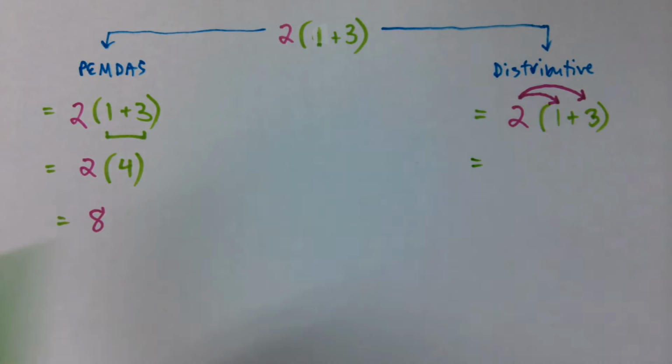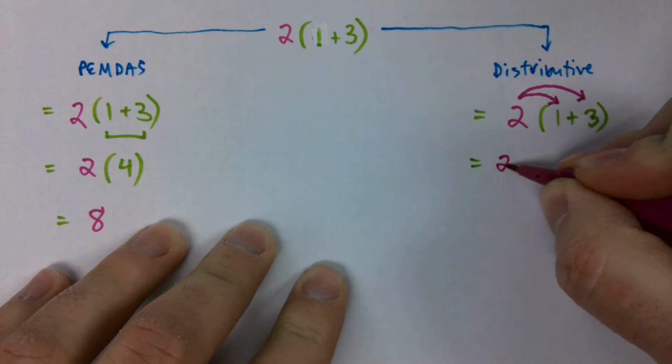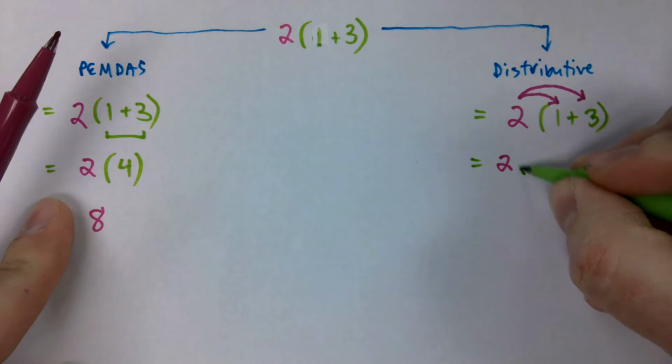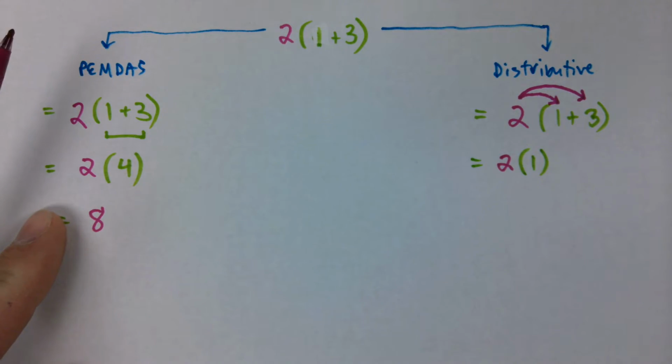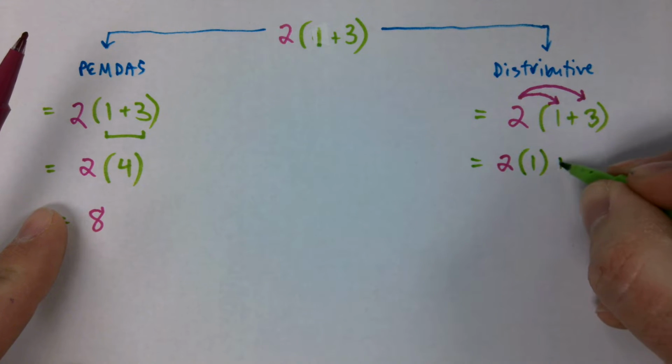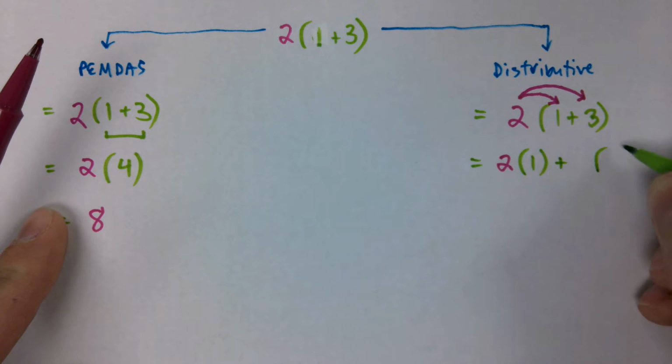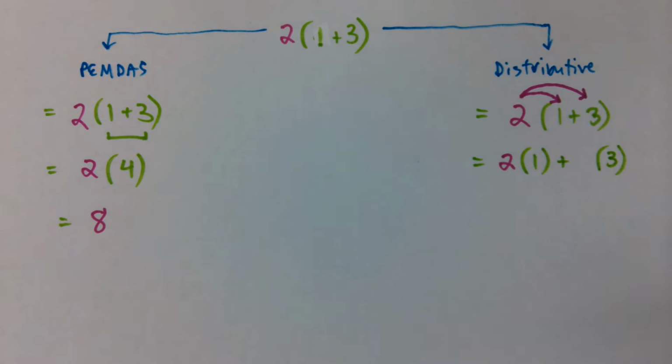So what's that going to look like? Well, it's going to look like 2. Okay, let's focus up, please, in the back. Yeah, 2 times 1 plus 2 times 3.